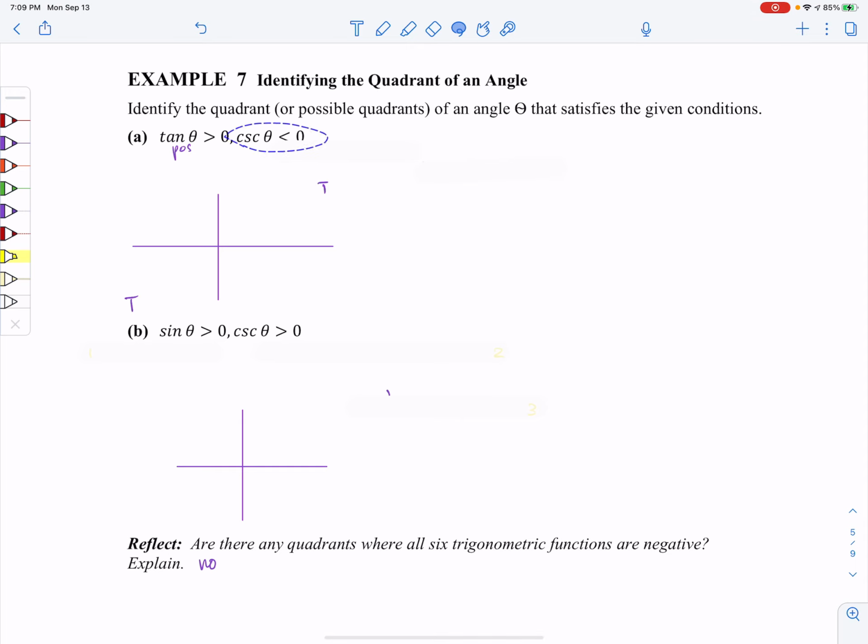This one says that cosecant is negative. Less than 0 is the same thing as negative. So where is cosecant negative? Well, cosecant, remember, the partner is sine. Sine is closely related to those y values. Y values are going to be negative in the third quadrant and the fourth quadrant. Y values are negative in those two quadrants. So then where's the overlap? Well, the overlap is going to occur in quadrant 3.